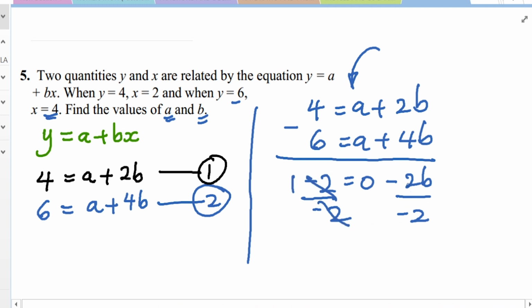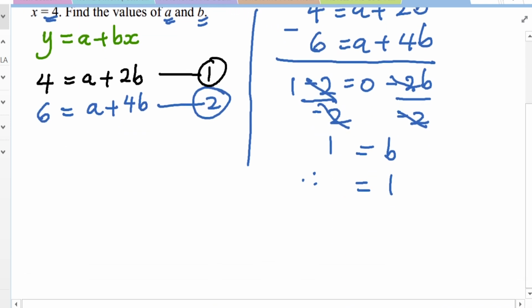Remain with 1. So this goes with that. We have b as 1. So meaning our value of b here is 1. After finding our value of b as 1, then we can go ahead and find the value of a by substituting in any of these two equations.